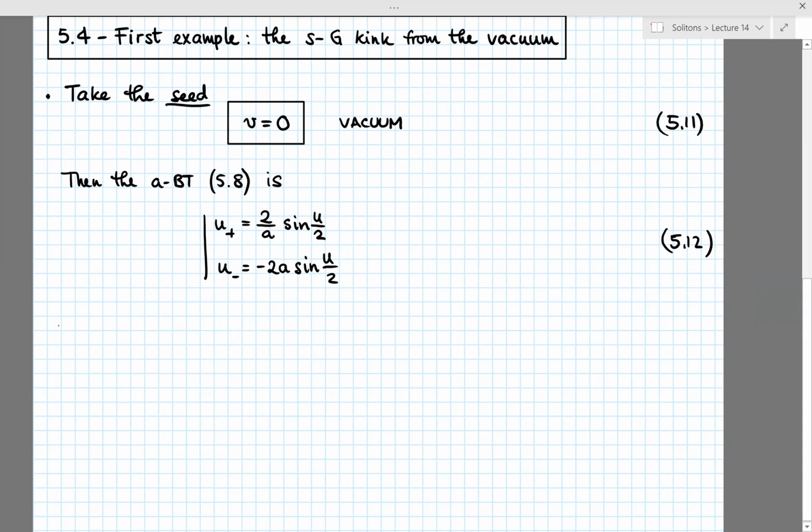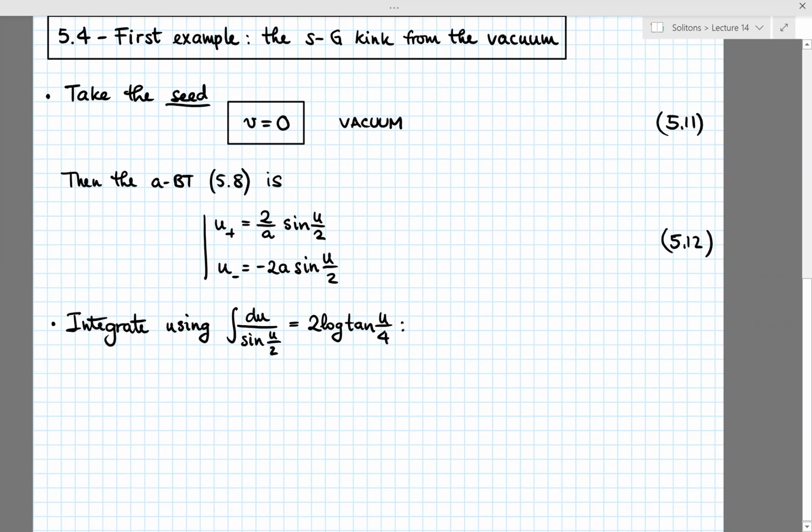So we view this pair of relations as a system of differential equations, and we're going to integrate the two equations by separation of variables using the integral of du over sine u over 2, which is equal to twice log of the tangent of u over 4, that we have used already a number of times.